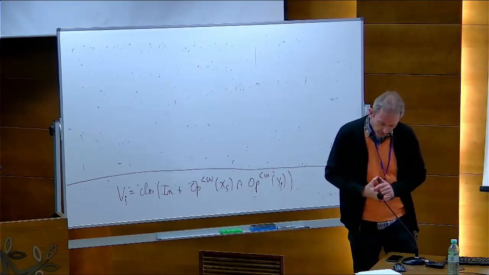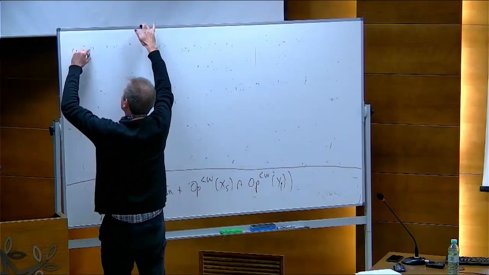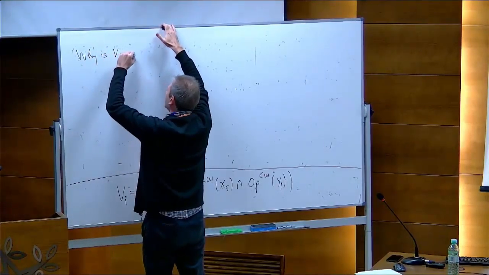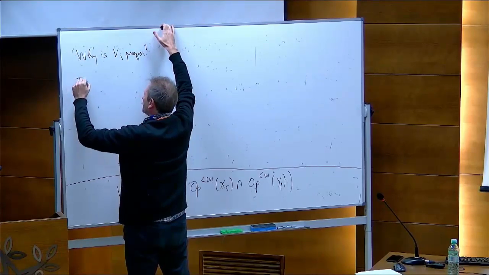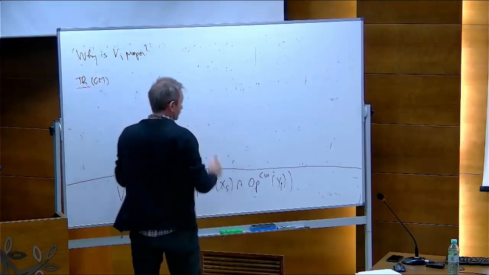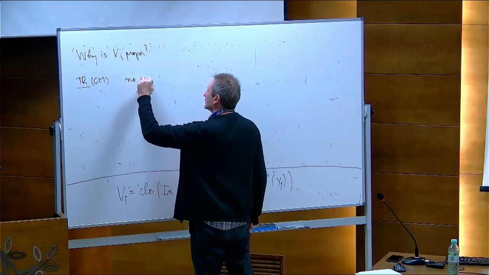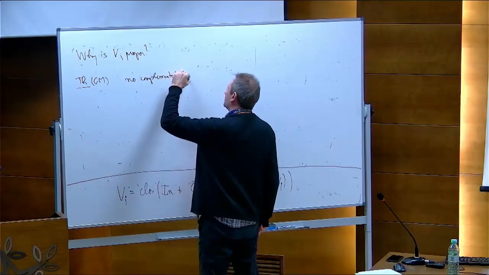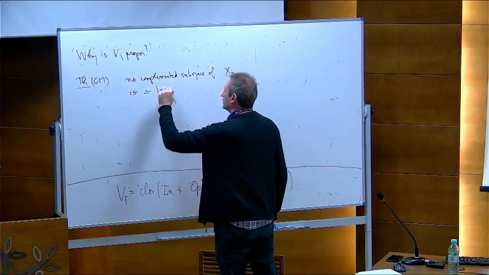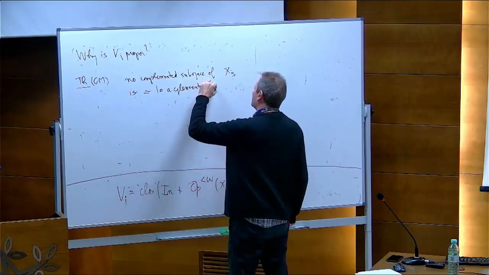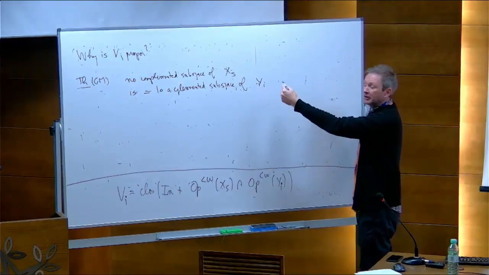So, yeah, why is Vi proper? So you have a theorem, I mean, a way of describing the properties of Gowers-Maurey is as follows. They prove that no complemented subspace of Xs is isomorphic to a complemented subspace of Yi. Actually, this would hold for any infinite codimensional subspace of Xs.